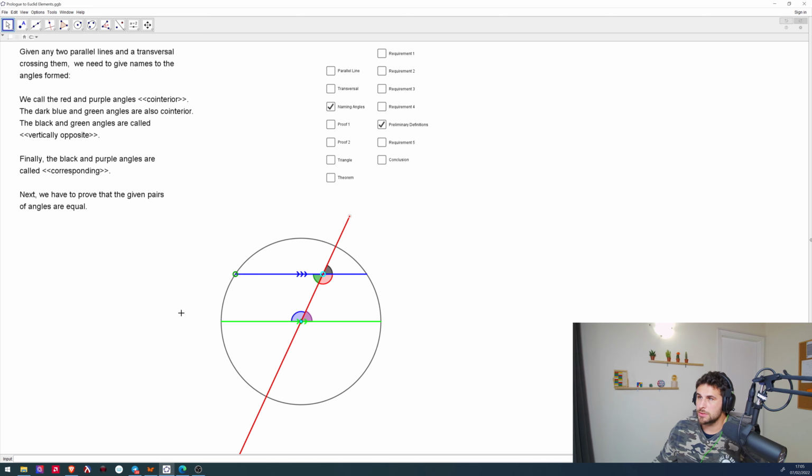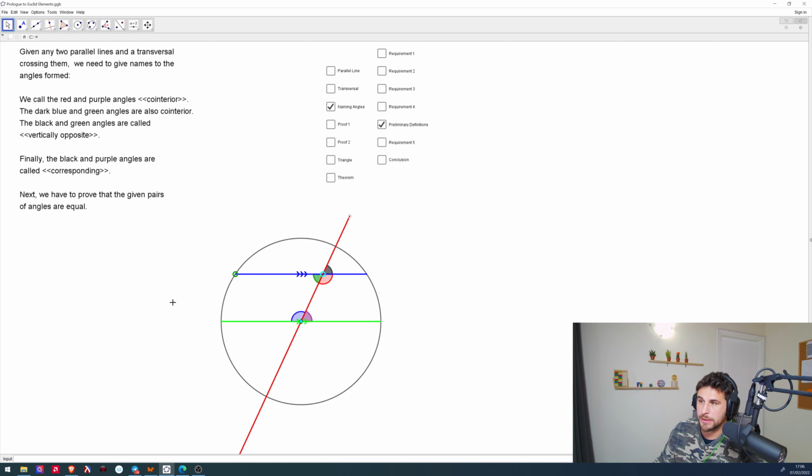So, naming the angles. Given any two parallel lines and a transversal crossing them, we need to give names to the angles formed. We call the red and purple angles co-interior. The dark blue and green angles are also co-interior, here and here. The black and green angles are called vertically opposite. Finally, the black and purple angles are called corresponding.